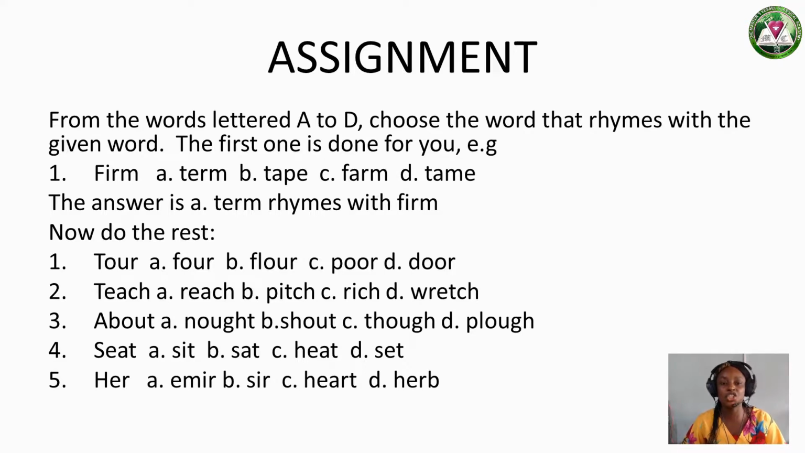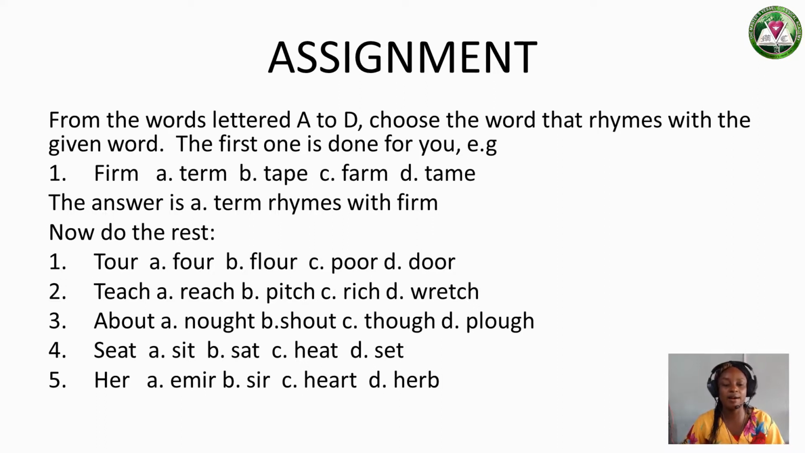Number 1, we have tall, and the options there are A, four, B, flower, C, pearl, and D, doll. Then number 2, we have teach, with the options A, reach, B, pitch, C, reach, then D, wretch. Then number 3, we have about, and we have not, shout, though, and plow. Number 4, we have seats. Remember the issue of long and short vowel sounds. So we have seat, sat, heat, and set.